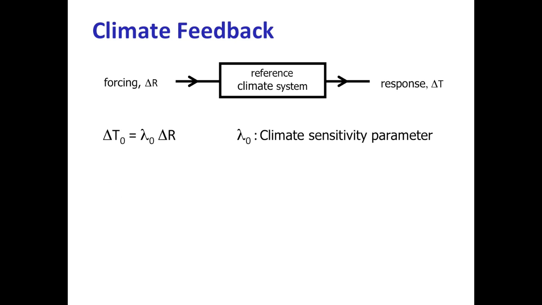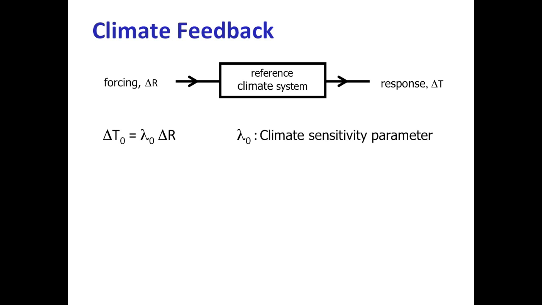Let's imagine this box is our climate system. Now, if we have a given radiative forcing as the input to the system, the equilibrium temperature change, or the response, can be related to the input forcing by a parameter called climate sensitivity, which shows the sensitivity of the climate system to the change of its radiation budget.